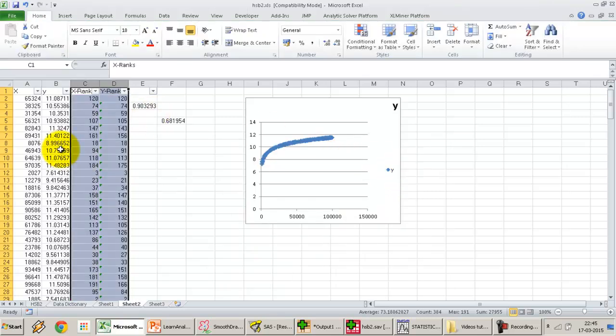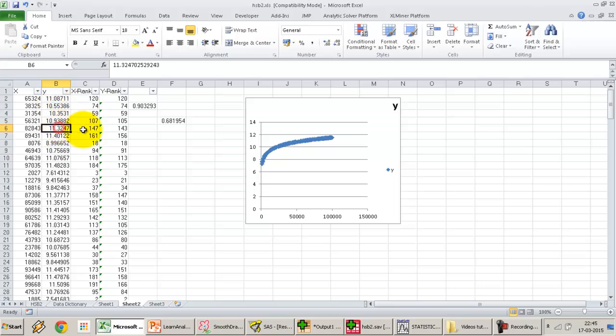I'll just look at the observations here. Yeah, I'll look at the rank. Everything is running here correctly. Just make sure the formula is fine.